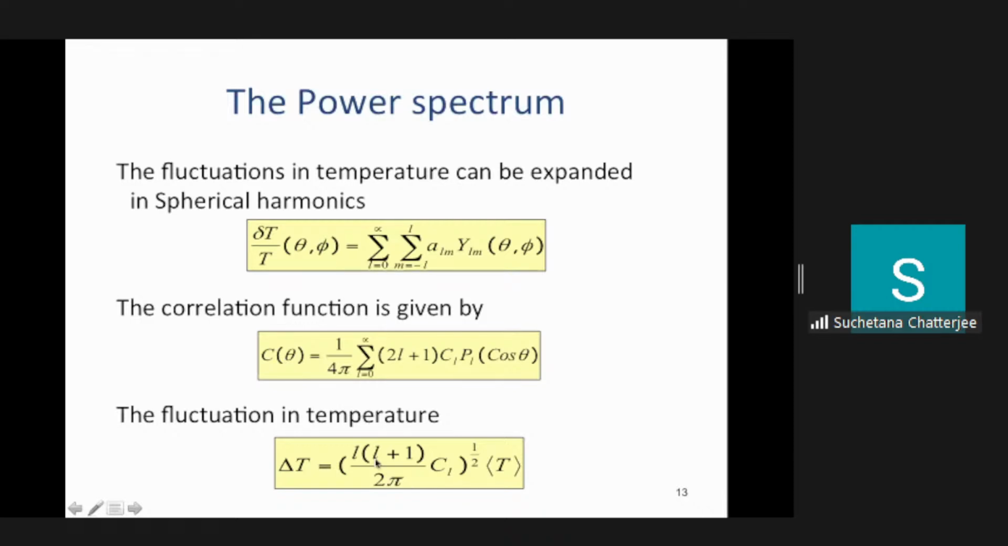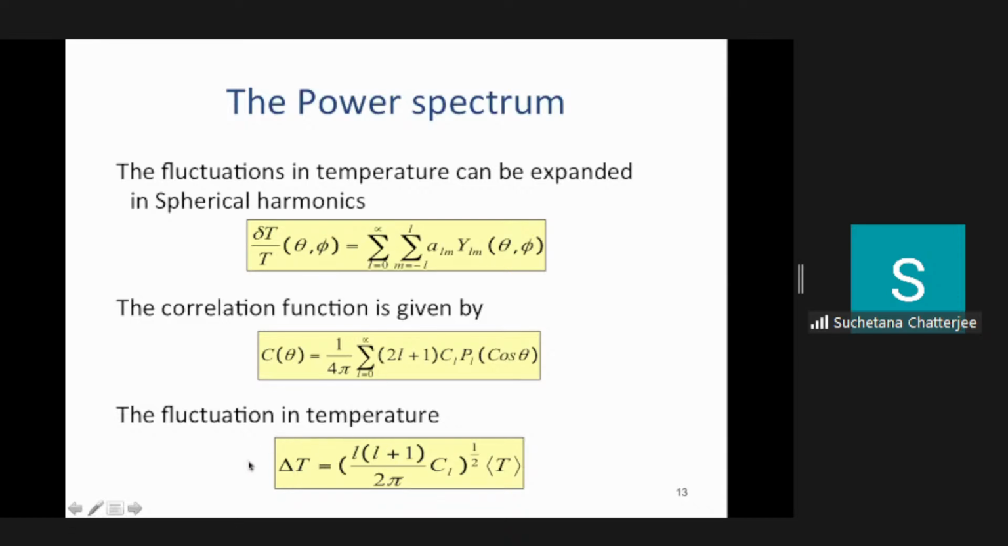If some of you have studied quantum mechanics or electrodynamics courses in your first or second year, you have studied multipole expansion of a radiation field, or of an electric field or potential, or magnetic potential. So this is essentially that, and this l is a multipole moment. The relation between l and theta is that theta is the inverse of l. So this is actually the angular Fourier transform. Theta is in real space and l is in Fourier space, angular Fourier space.